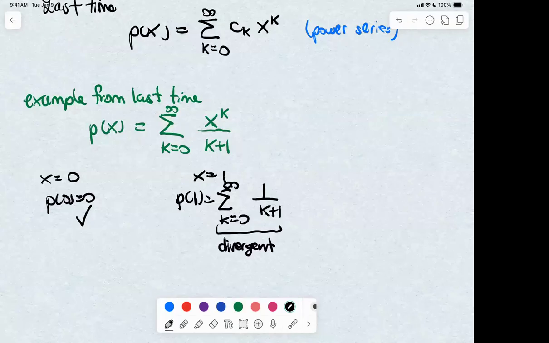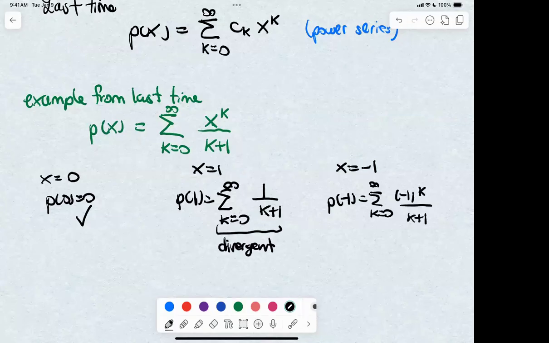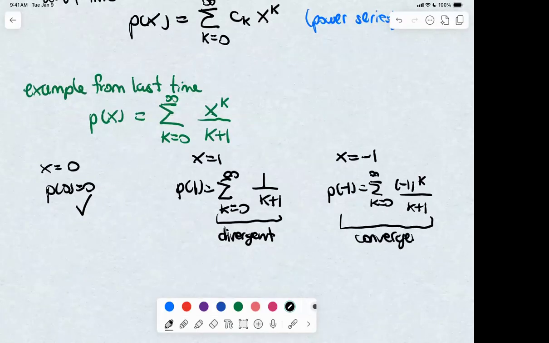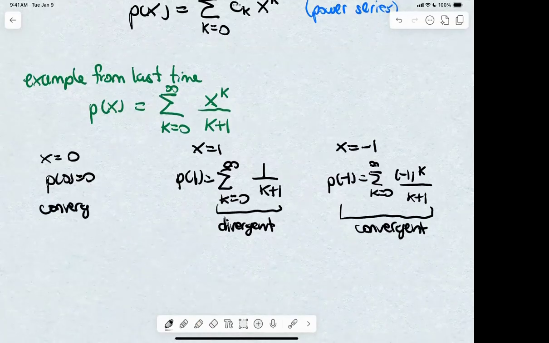And then if you take x equals -1, you put -1 here, you get something like this. And a series like this was convergent because of the alternating series test. The point of this example was just to show you that, depending on which values of x you choose, sometimes you get a finite number, and other times you don't. So for certain values of x the power series would make sense, and for other values of x it would not make sense.